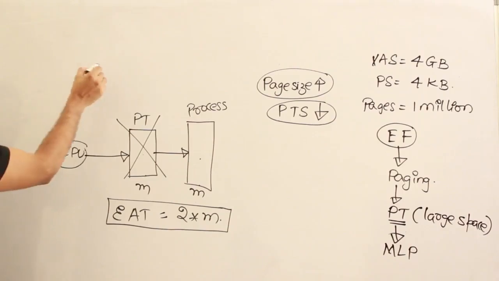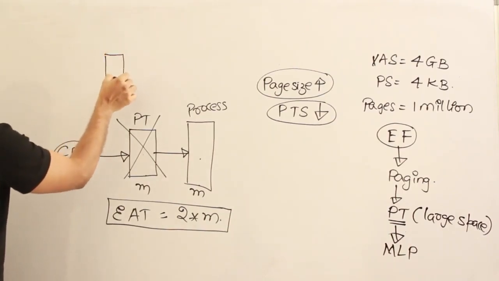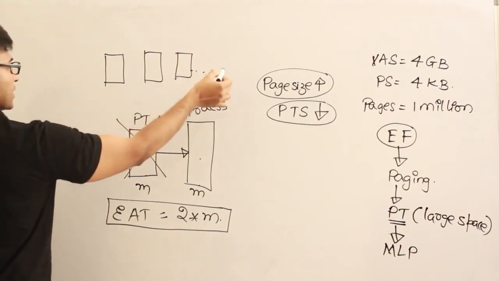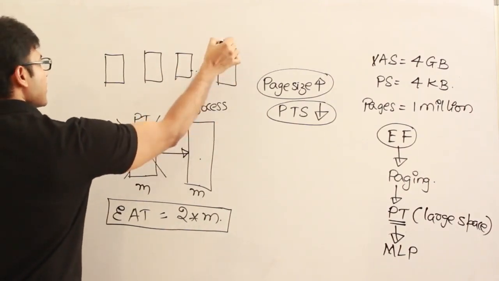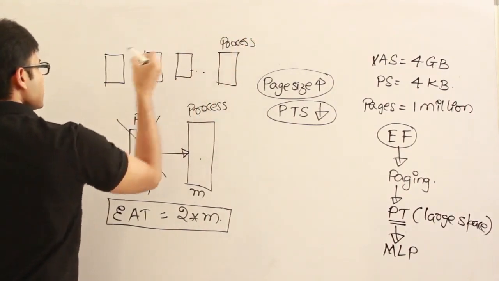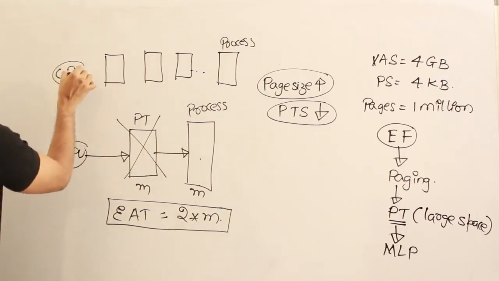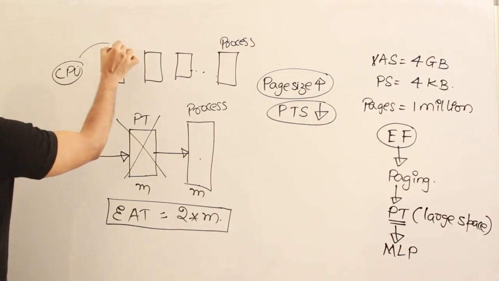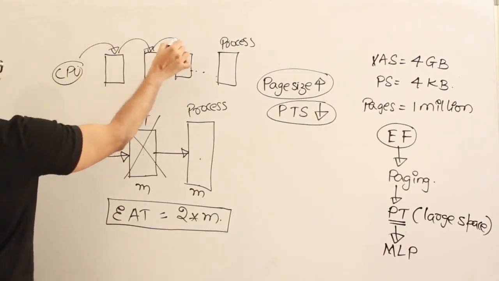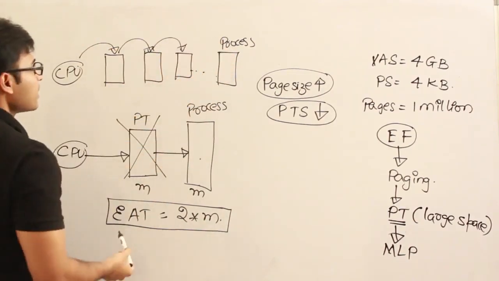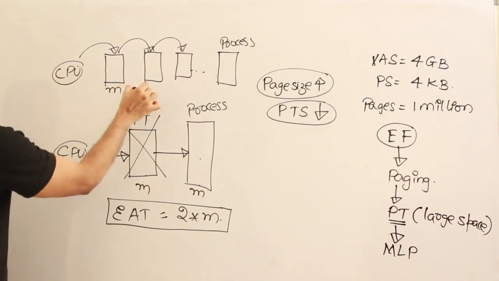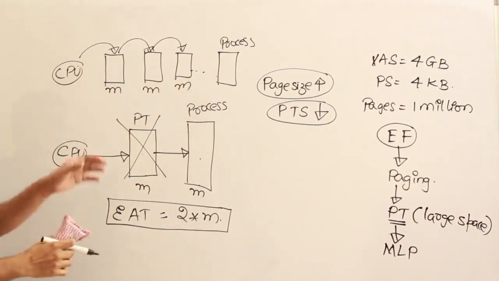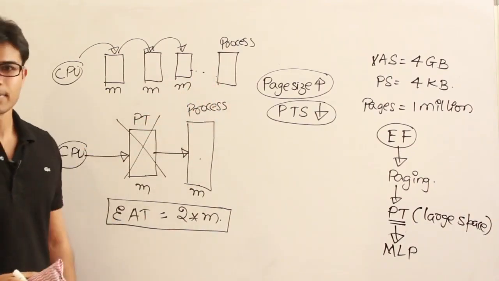How? By using a multi-level page table, there will be an outer page table, an inner page table, and like this we can have many levels, and finally the process somewhere here, isn't it? Now if the CPU has to access a word from the process, it has to go through various page tables. It has to go through this page table and again this page table and again this page table and then this one, right? So obviously if every access is going to take m time, it is going to take the number of levels into m plus one more m, right?